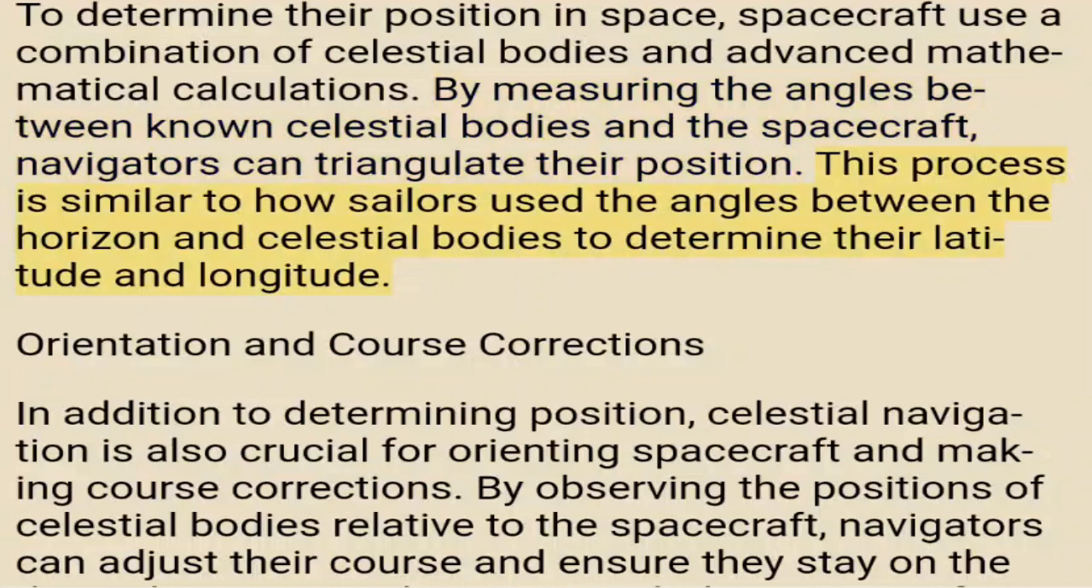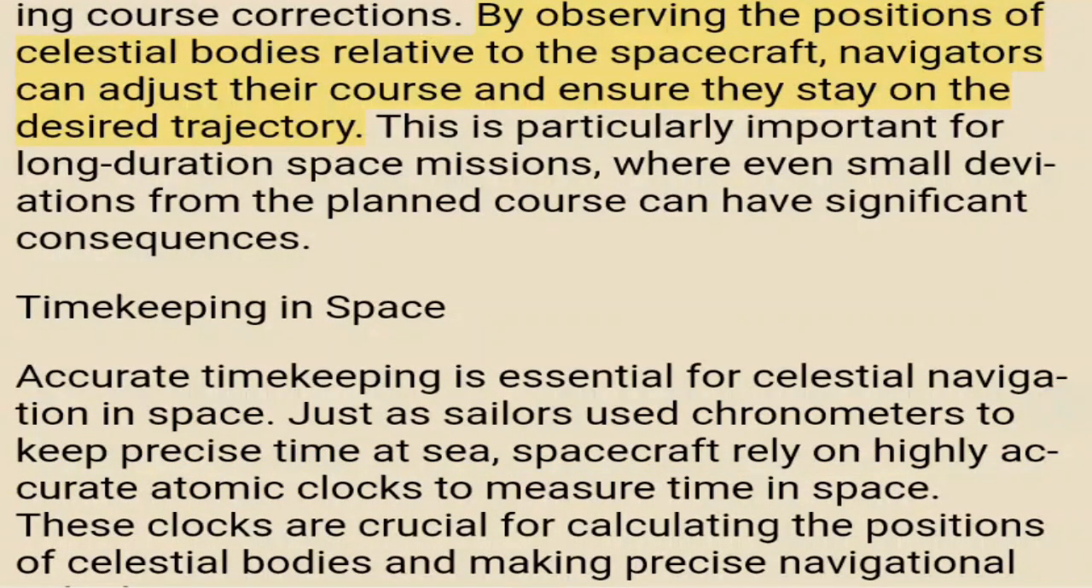This process is similar to how sailors use the angles between the horizon and celestial bodies to determine their latitude and longitude. Orientation and course corrections. In addition to determining position, celestial navigation is also crucial for orienting spacecraft and making course corrections. By observing the positions of celestial bodies relative to the spacecraft, navigators can adjust their course and ensure they stay on the desired trajectory.